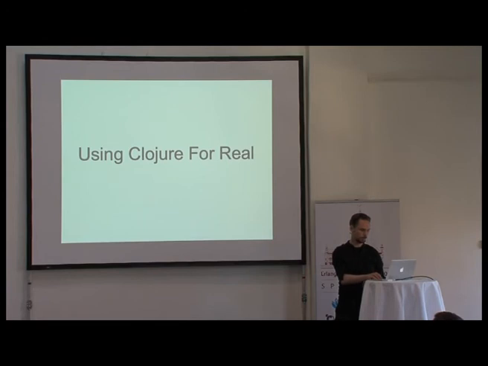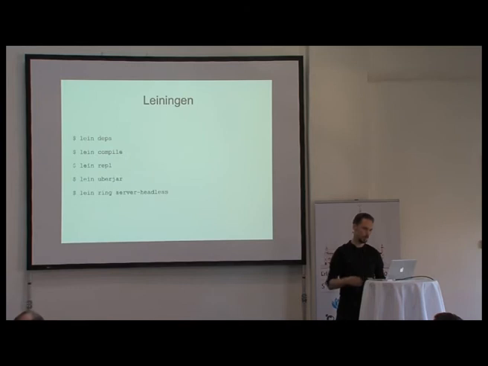So, for real then, if you want to use Clojure, what do you do? Well, use Leiningen. Leiningen is a build and dependency handling tool. Under the hood, it actually uses Maven. So you get access to the dependency mechanisms of Maven by using Leiningen.